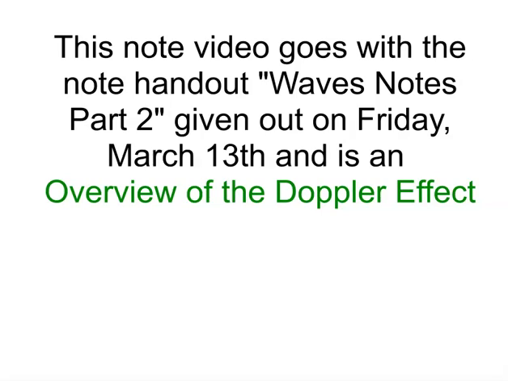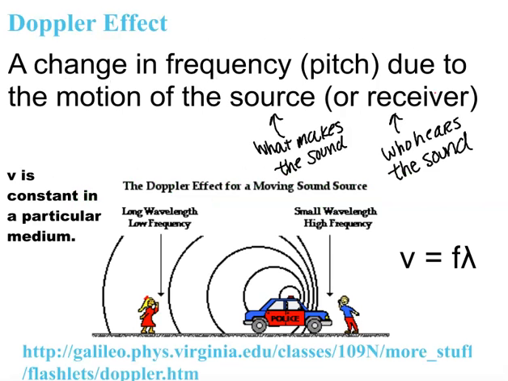The Doppler effect will also come up when we study light and when we talk about astronomy in quarter 4. The Doppler effect is defined as the apparent change in frequency, so the note that you hear, the sound that you hear, due to the motion of either the source, so the source being what actually makes the sound, or the receiver, who or what hears the sound. So again, the source is what makes the sound, and the receiver is who hears the sound.